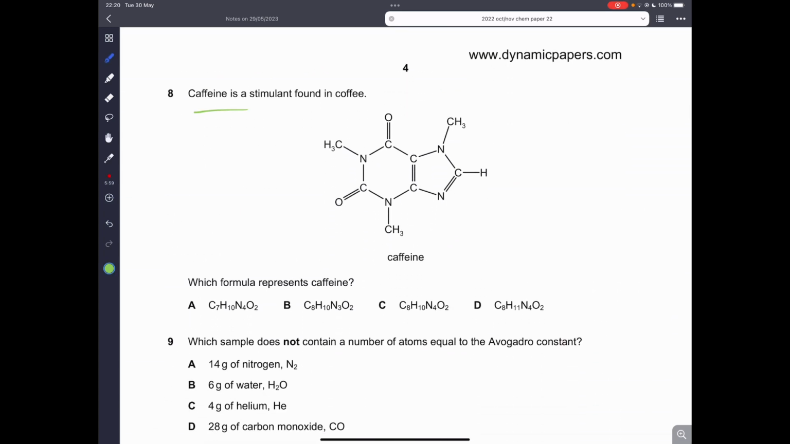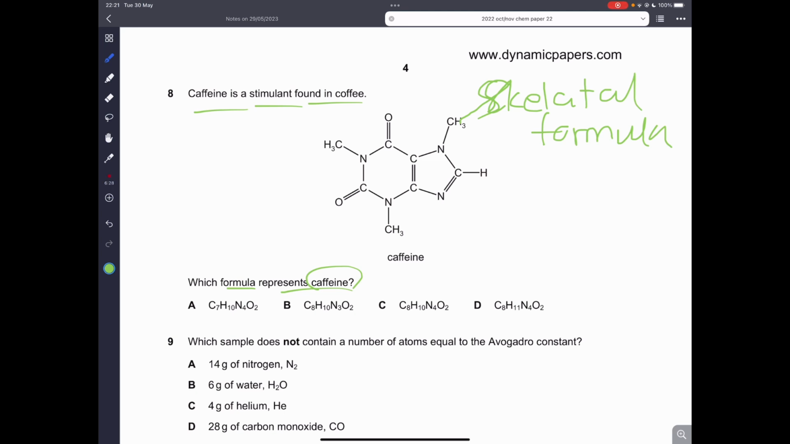Question number 8. Caffeine is a stimulant found in coffee. Which formula represents caffeine? As you may look, this seems dizzy, but it's actually very easy, because look at the structure, it's giving you a skeletal formula, which you don't really learn yet unless you are in A level. So you don't really learn about this.